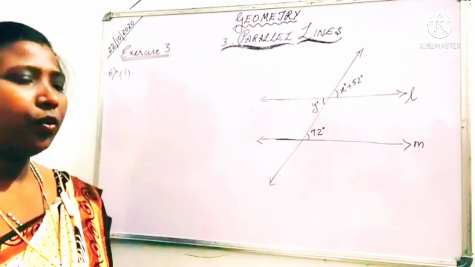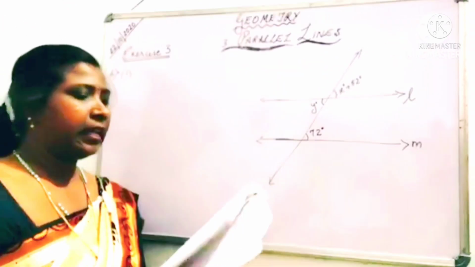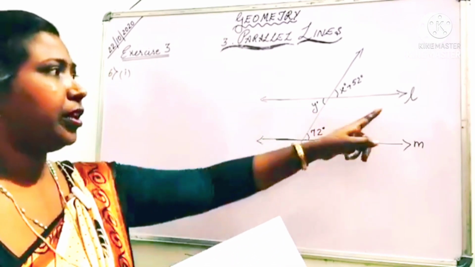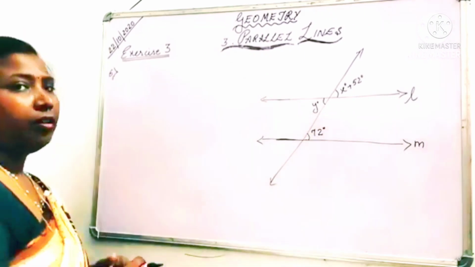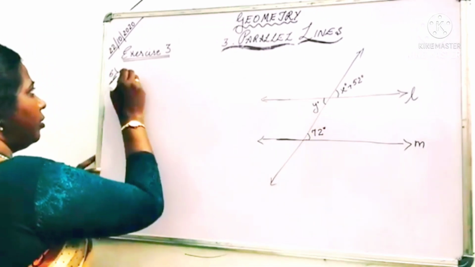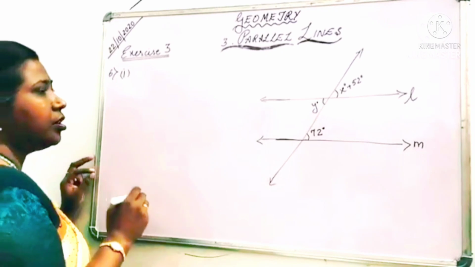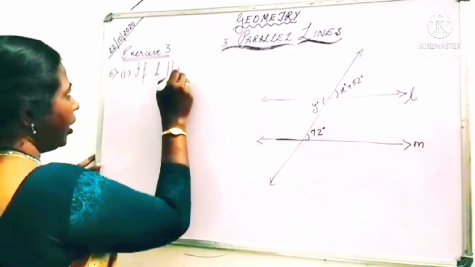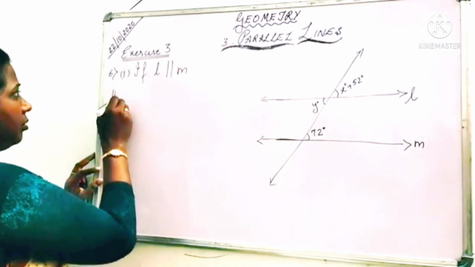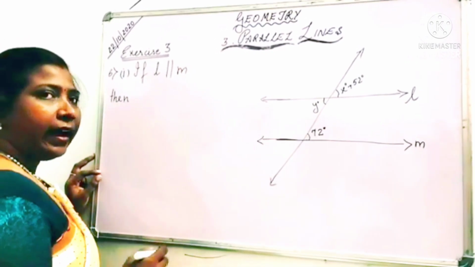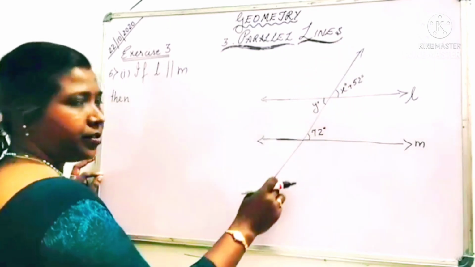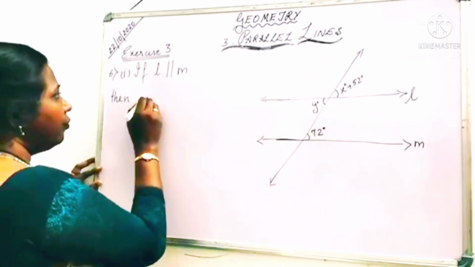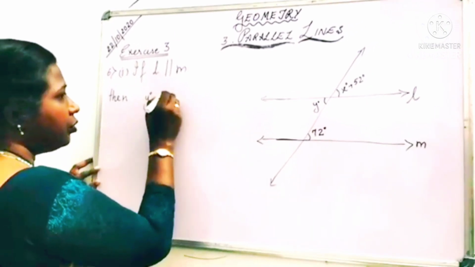Question number 6. The question is, in each case find x and y where L is parallel to M. Here L is parallel to M. So now we write the condition first. First question, if L is parallel to M, then the angles made by the transversal. Okay, here the name is not given. So what we will do, then y degree is equal to 72 degree.